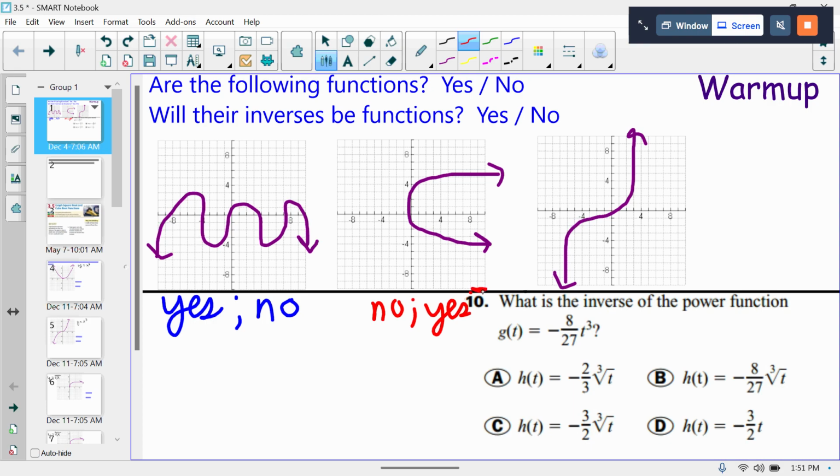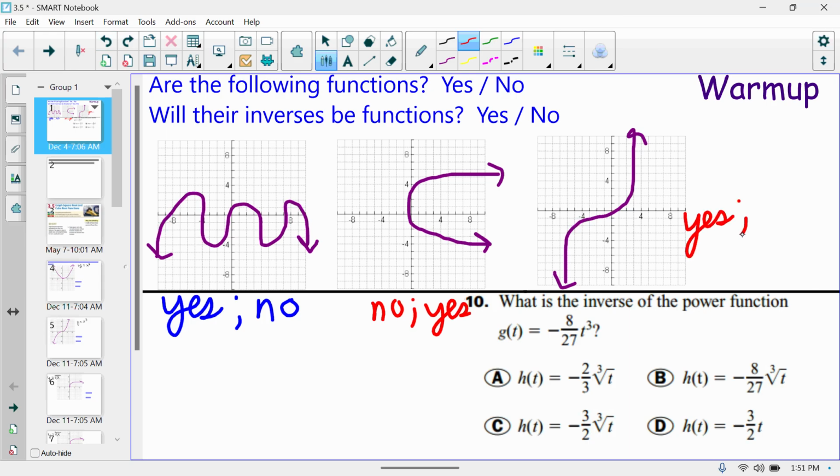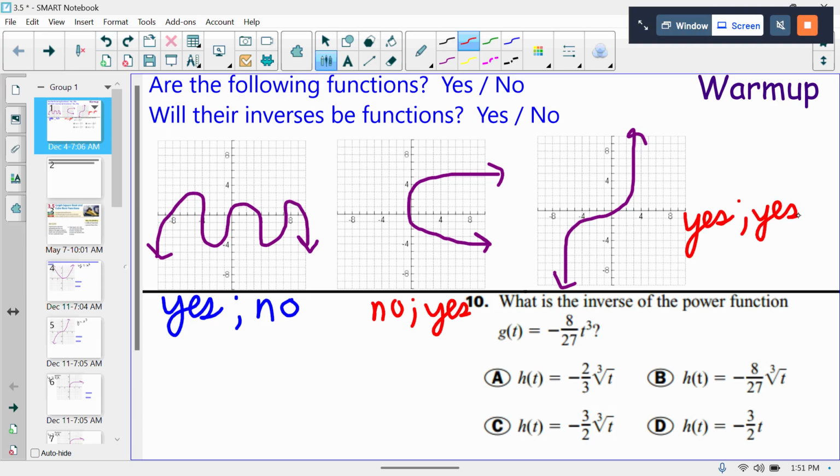And then the last one, it's a function and its inverse is a function because it passes the vertical line test. Anywhere I draw a vertical line is only going to touch the graph once. And it also passes the horizontal line test. Anywhere I draw a horizontal line, it's only going to touch the graph once. So we say, yes, it's a function. And yes, its inverse is also a function.